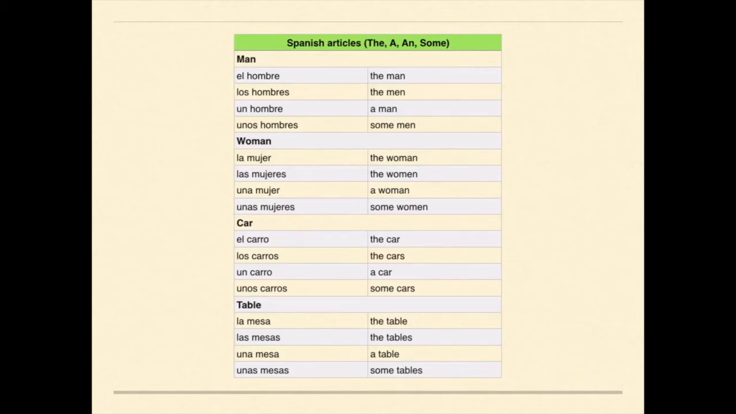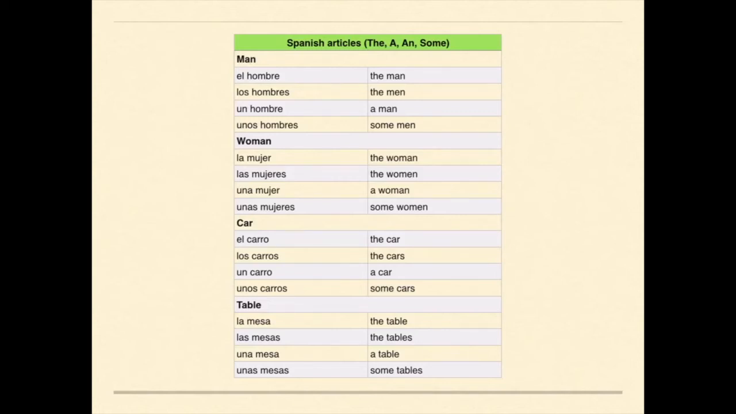Taking the noun woman, which is mujer. To say the woman, we say la mujer. Again, because there's one and it's feminine. Las mujeres, the women. Notice that we're adding an es to the noun that ends in a consonant to make it plural. Una mujer, a woman. Unas mujeres, some women.